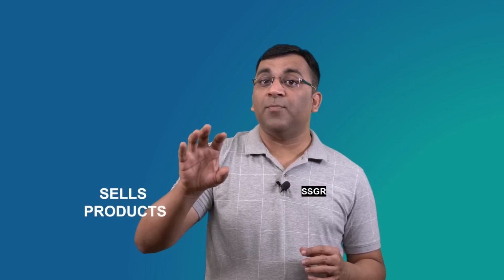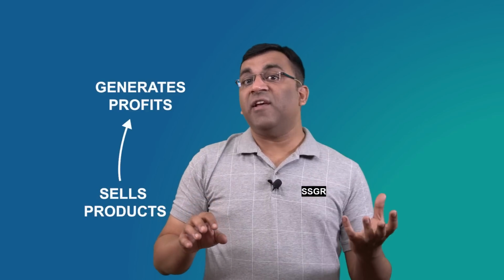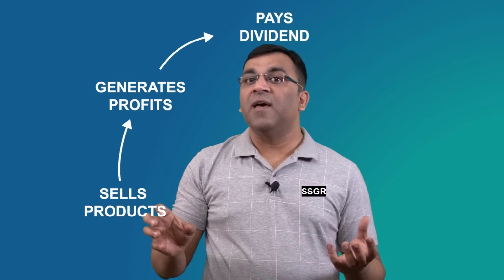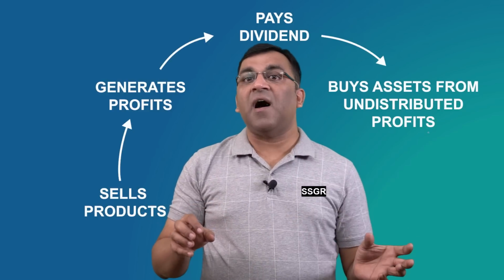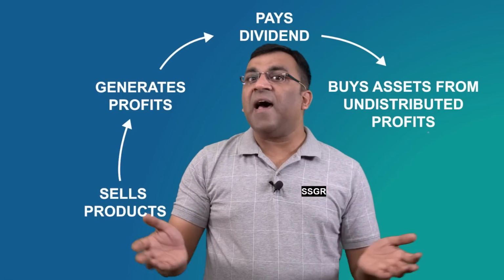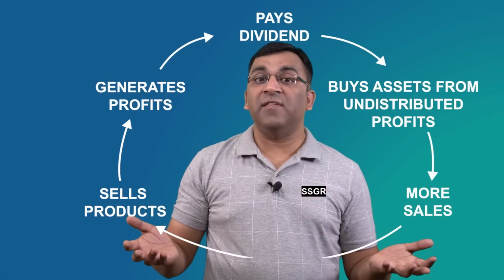In fact, Dr. Malik puts it well when he outlines the SSGR like a company's growth story. That is, the business sells products in the market, it generates profits from these sales, it then pays dividend from these profits, the company then reinvests the undistributed profits into improving or buying more assets, and these assets then produce even more sales in the future.